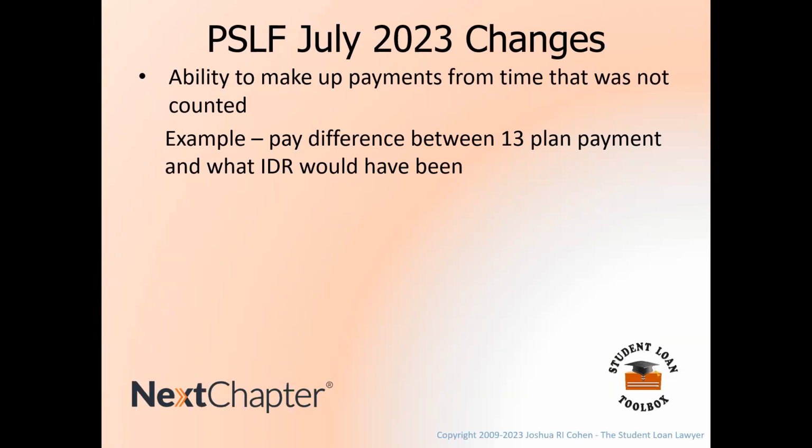Let's reverse that. What if your plan payment was $100 a month, but had you been in IDR, it would have been only $50 a month. You can petition to have all of those plan payments count because they exceeded what IDR would have been. Now you don't even have to make up a payment, but you get credit for it. That's coming after July 1st. We don't know what the official procedure is, but when it happens, I'll know, and I'll be disseminating that among bankruptcy attorneys. This is life-changing.